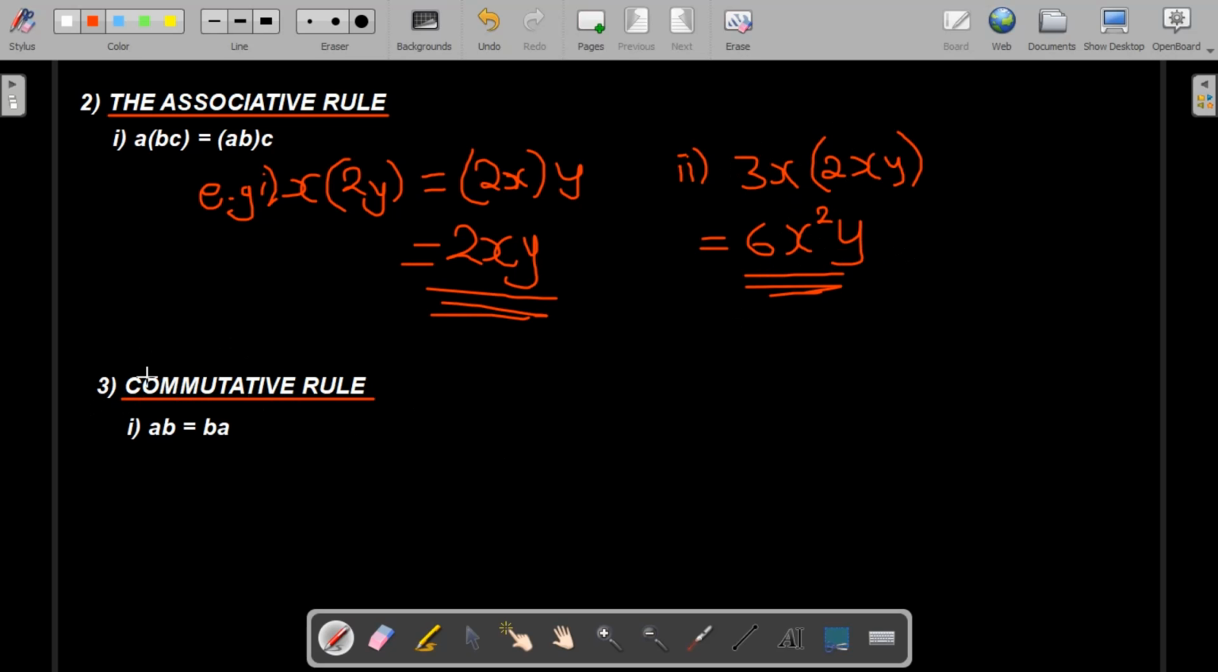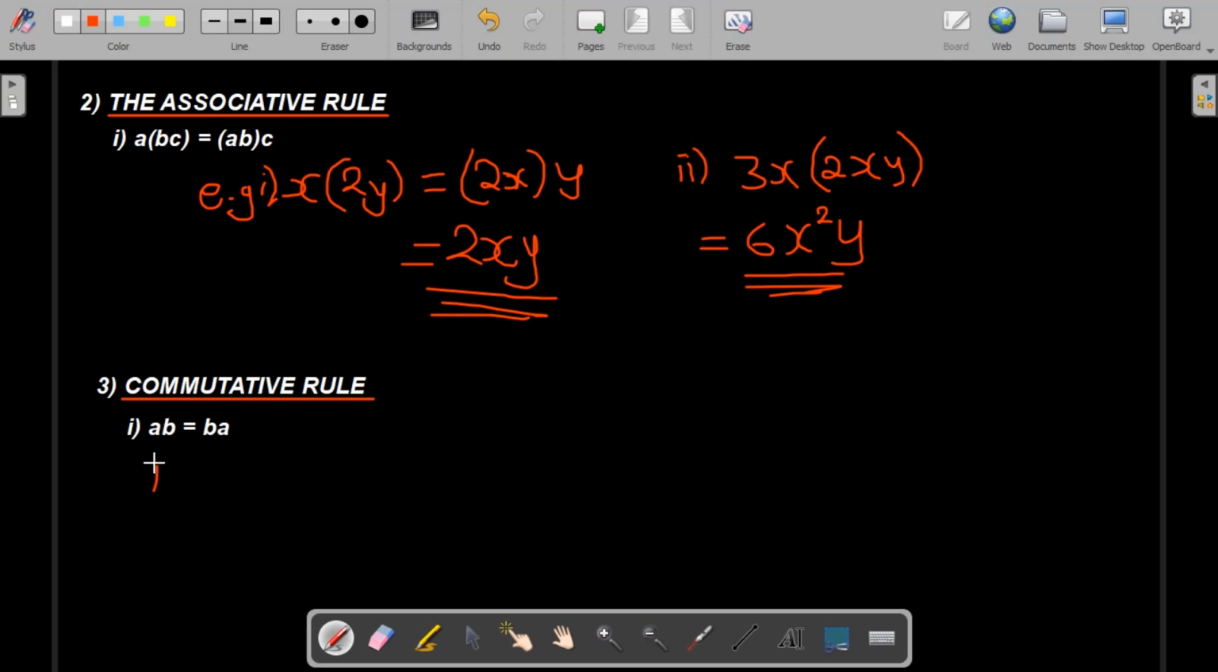Now we go to rule number 3, which is the commutative rule. This commutative rule says that if you have, for example, AB, it's the same as writing BA. It's one and the same thing, which simply means that if AB is equal to 0, then B and A both are equal to 0.